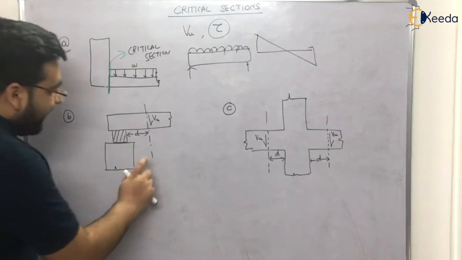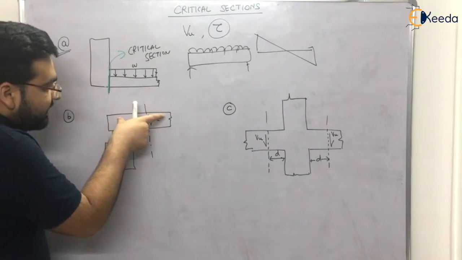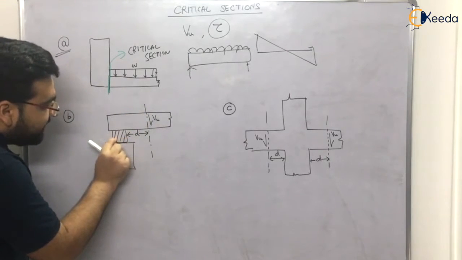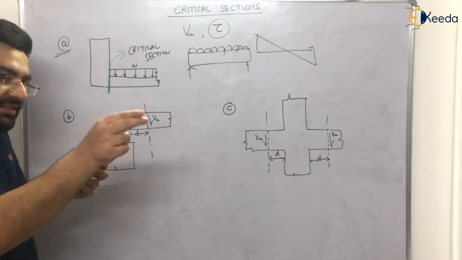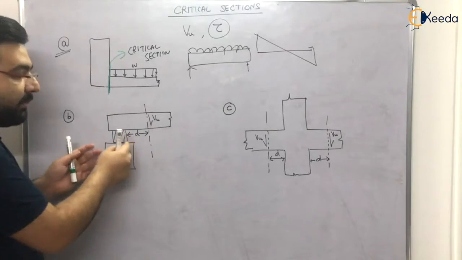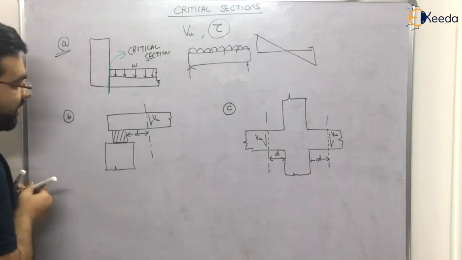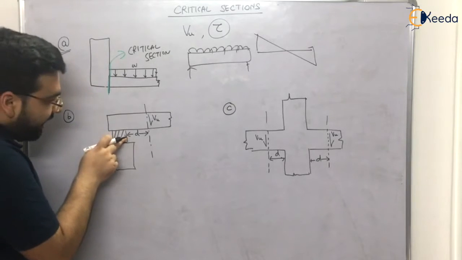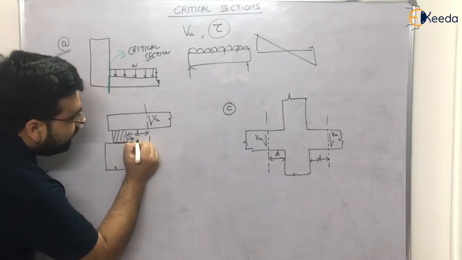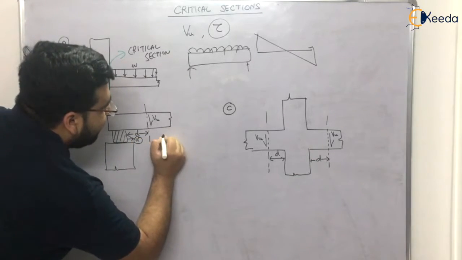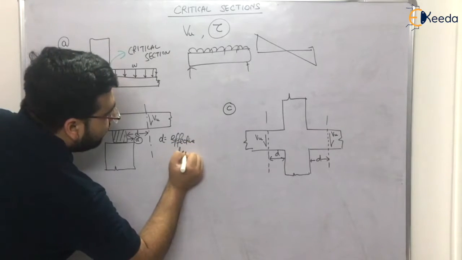Now, case B given by IS 456. Case B says that if you have a structure here and a simple support, a simple support means that the support is smaller than the overall support. It is just like bridges. In bridges you have seen these types of supports. So at that point, from this face, at a distance of small d, where small d is the effective depth.